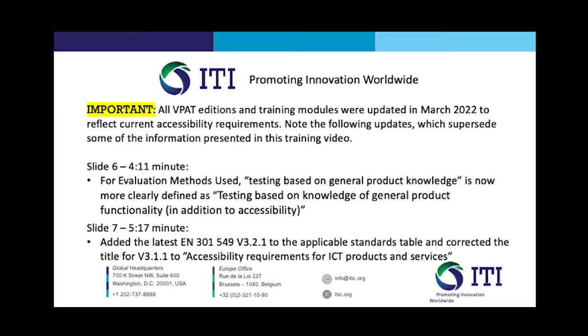On slide 7, at 5 minutes 17 seconds, added the latest EN 301-549 version 3.2.1 to the applicable standards table and corrected the title for version 3.1.1 to Accessibility Requirements for ICT Products and Services.